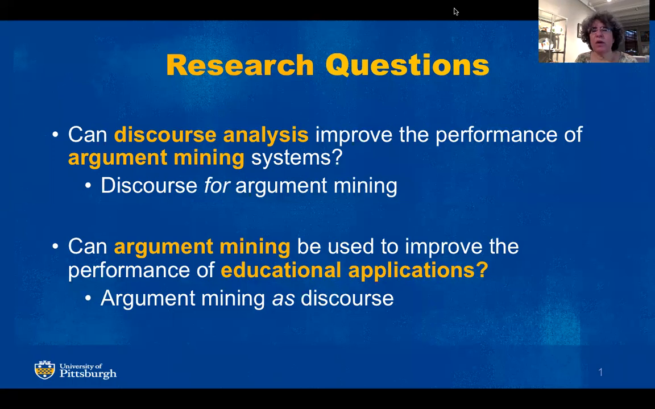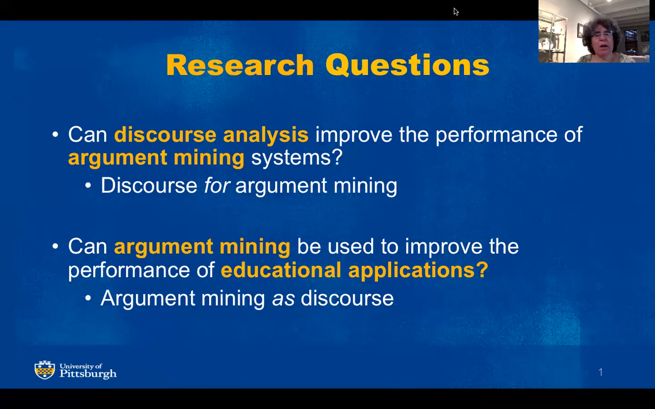I'm going to frame my talk in the context of the following two research questions. First, can general approaches from the area of discourse analysis be used to improve the performance of state-of-the-art argument mining systems? So from this perspective, discourse is going to be used as a way of improving argument mining. You can think of this as an intrinsic evaluation perspective.